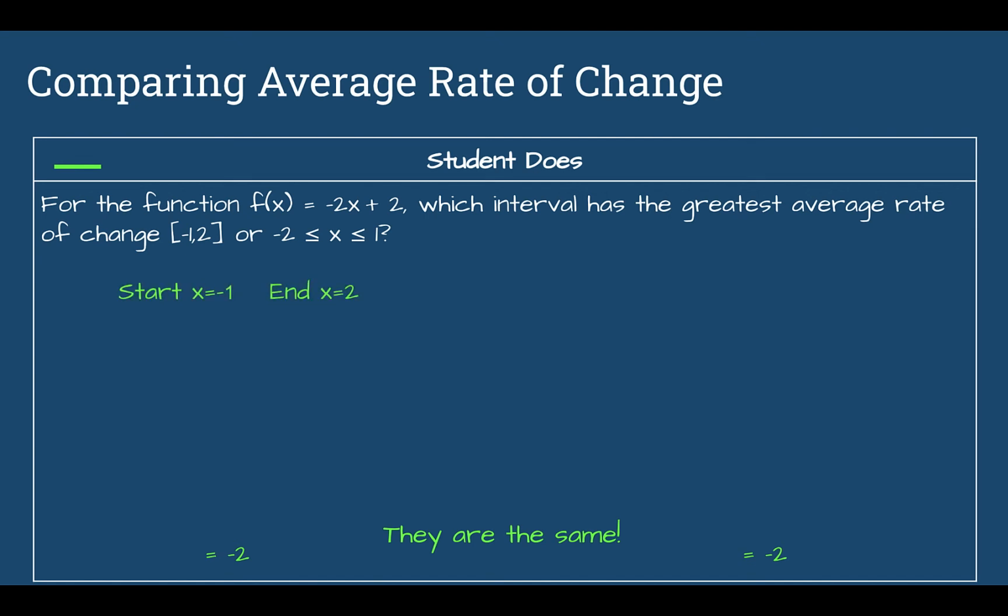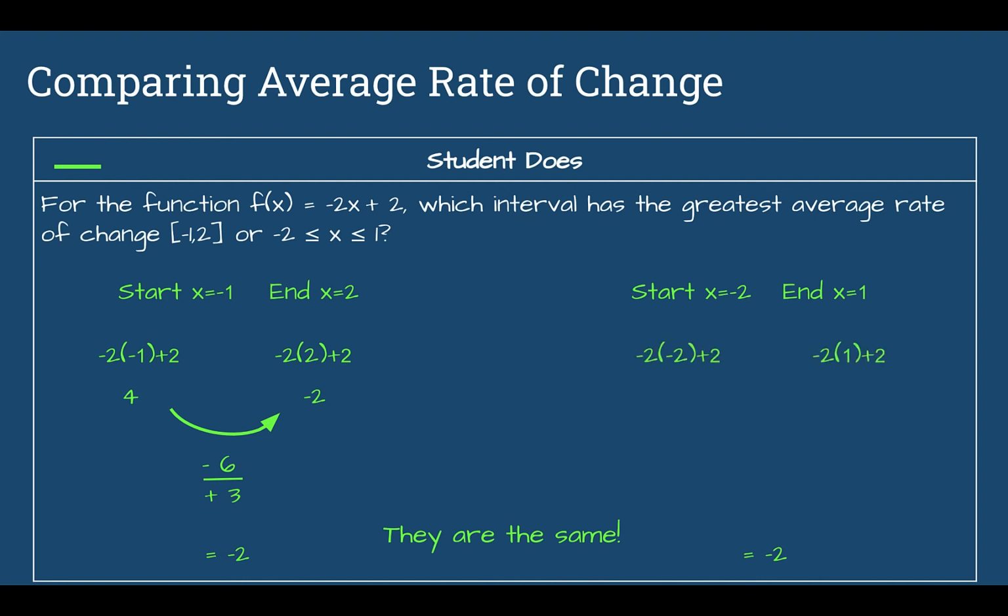The first interval started at x equals -1 and ended at x equals 2. The second interval started at -2 and ended at x equals 1. So if we plug those values into our function, when x is -1, we get 4. When x is 2, we get -2. That decreased by 6, so -6, and the interval length was 3. -6 divided by 3 is -2.